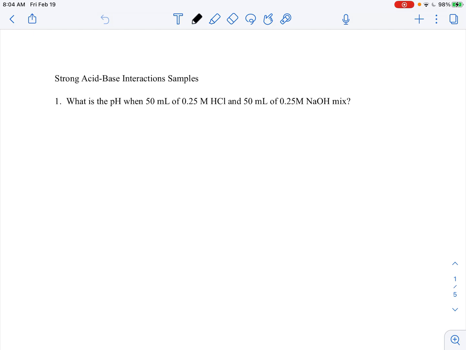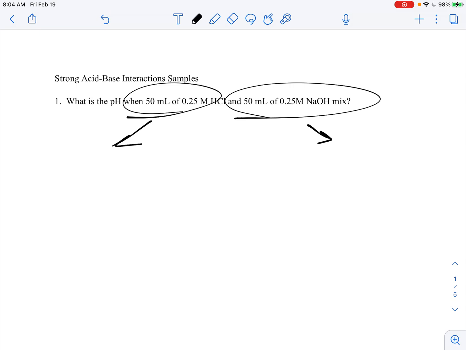However, when you are mixing solutions together, the first thing you have to do is to dilute them. So if you have 50 milliliters of 0.25 and 50 milliliters of 0.25, in the instant that they mix and go to 100 milliliters before they react, they are no longer 0.25 because they cross-dilute each other.